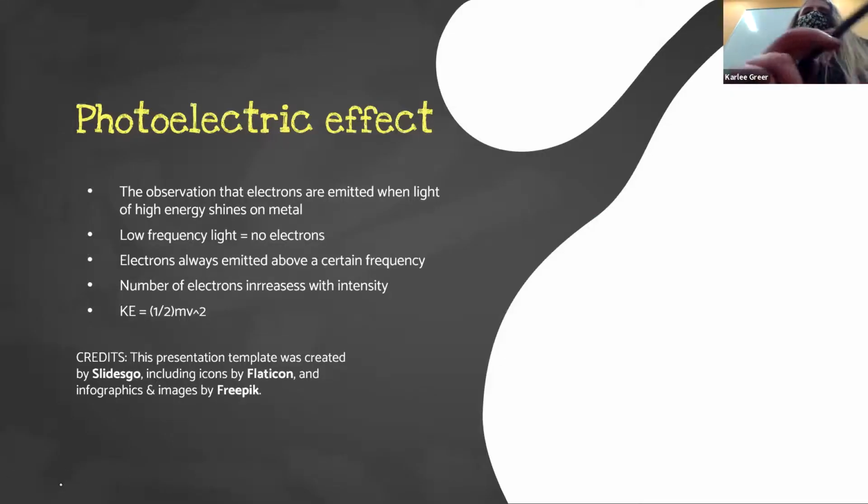Okay, the photoelectric effect goes along with that: the observation that electrons are emitted when light of super high energy shines on metals. They noticed that this was different for every metal, so it was unique for each one. And this is where we get the idea of the work function from. So for low frequency light, there's not going to be any electrons emitted, or if it doesn't reach a certain threshold value, then you're not going to see electrons emitted either. And as you get more intensity, the number of electrons is going to increase.